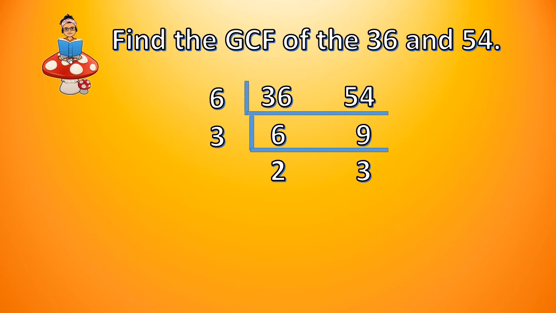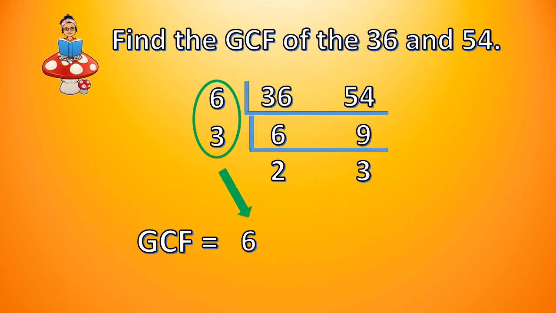And again, how do we get the GCF? We simply multiply these common divisors, 6 times 3, and we will get 18. So the GCF of 36 and 54 is 18. Did you get the same answer? Okay, good job.